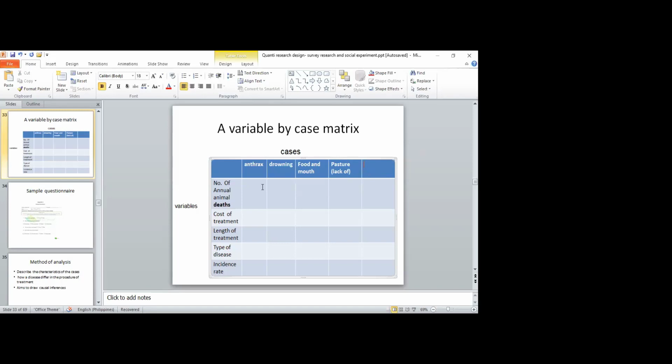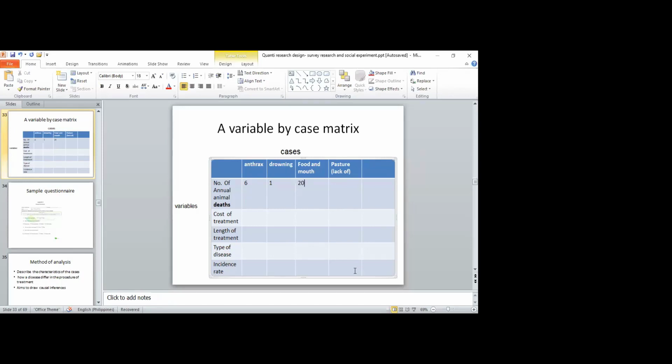So what do you do? How many were killed annually due to anthrax? Then you can put here the number, maybe. How many were killed in a year, and so forth and so on. Then you have the cost of treatment if they did not die. If they did not die, how much did it cost you to treat this? But of course, this one you cannot treat because they died already.